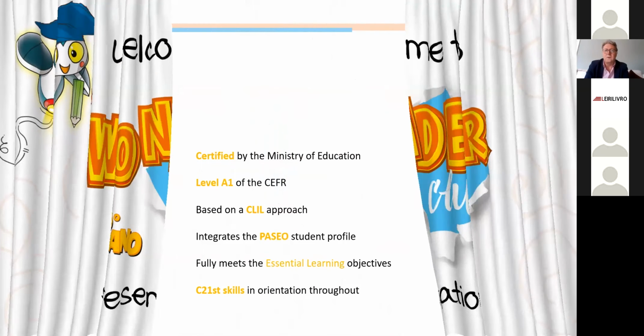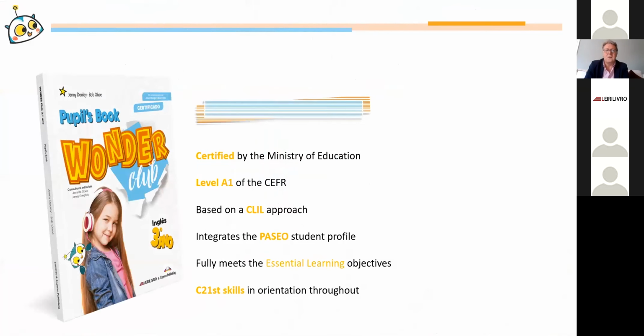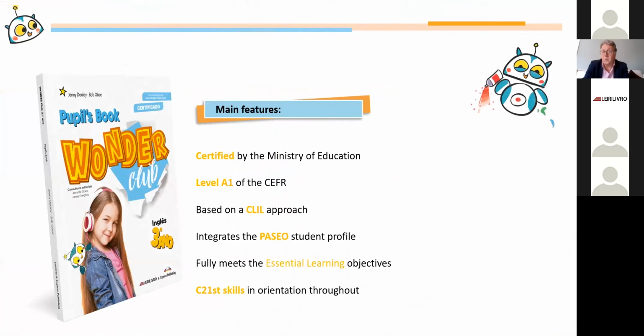Okay, so here's basically what's in the pupil's book. Its main features are that it's approved and certified by the Ministry of Education. It basically addresses children that have a skill level of A1 in the CEFR. So they're within that larger group. They're working towards A1 or they're starting to reach the A1 level.